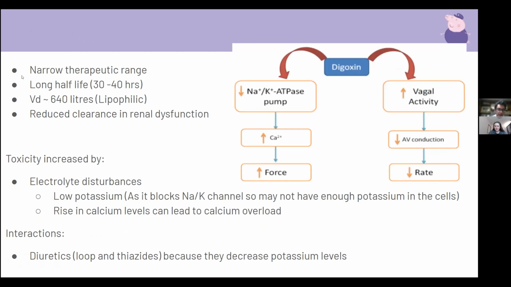Significantly, it has a very narrow therapeutic range. So it's toxic, very easy to get to toxic doses. It has quite a long half-life. For some reason they ask a lot about half-life of drugs.